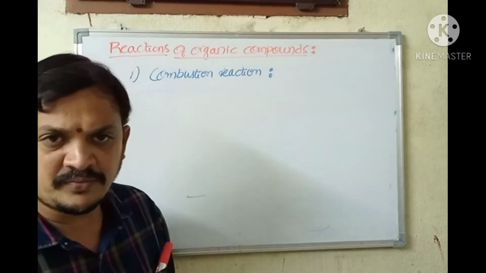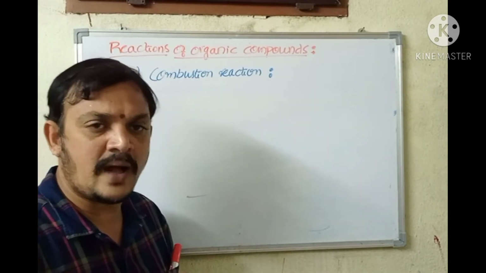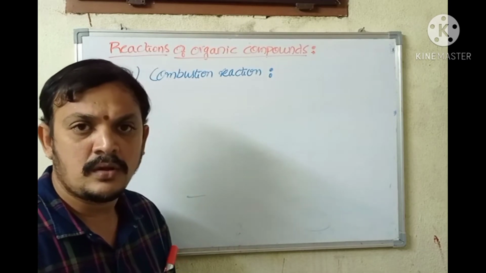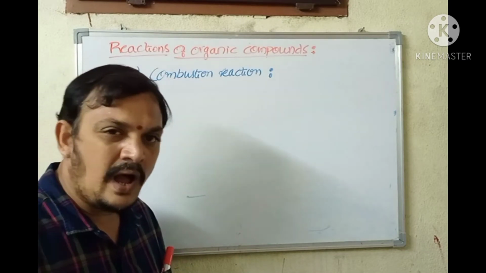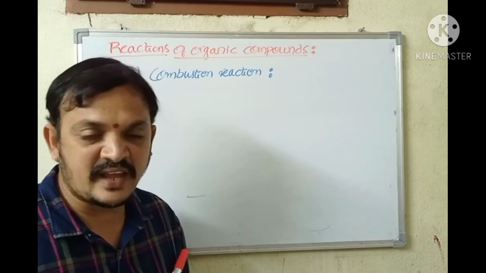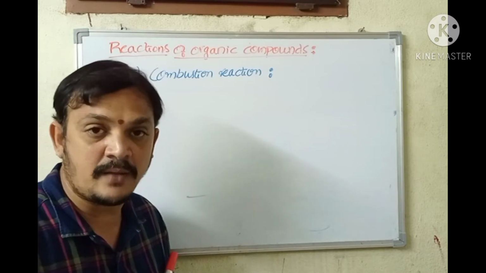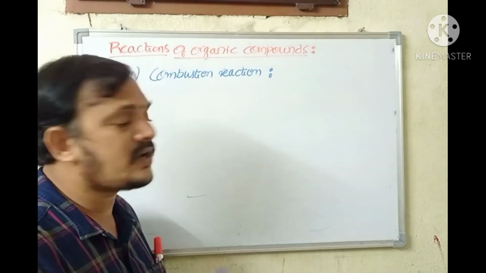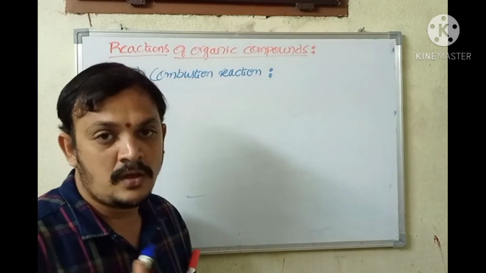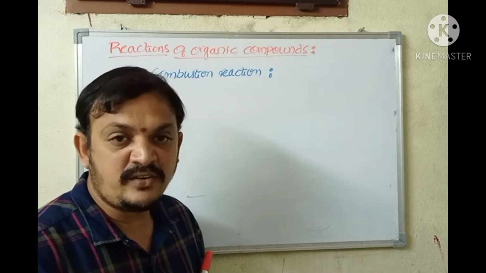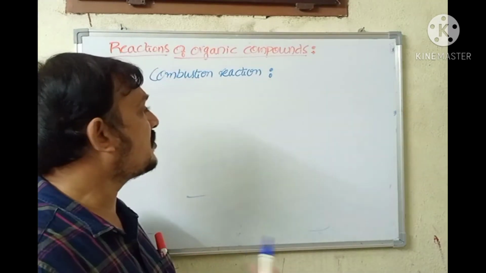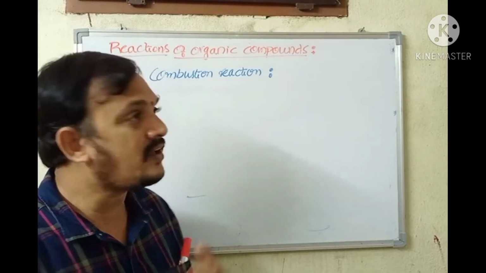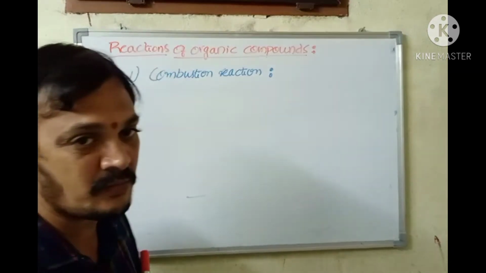So here organic substances like pure carbon in the form of coal or coke, hydrocarbons, in that hydrocarbons, alkanes, alkenes and alkynes will be there, and some carbon compounds like ethyl alcohol undergo combustion reaction to produce generally carbon dioxide, water vapor, associated with release of heat and light energy. Now let's go for the discussion of these combustion reactions.